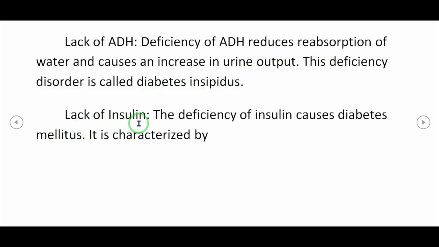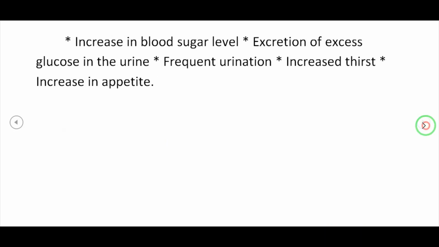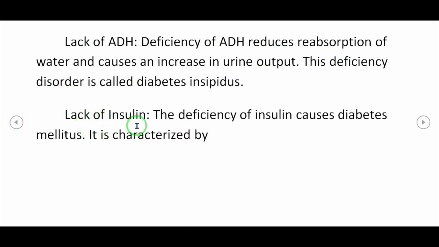Lack of insulin. The deficiency of insulin causes diabetes mellitus. It is characterized by increase in blood sugar level, excretion of excess glucose in the urine, frequent urination, increased thirst, increase in appetite. So, lack of insulin and lack of ADH. So, these answers have to be learned.